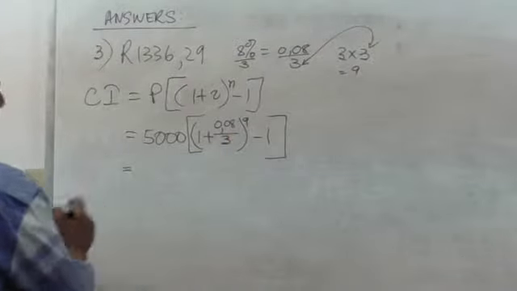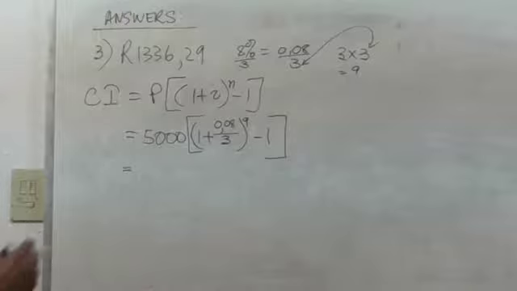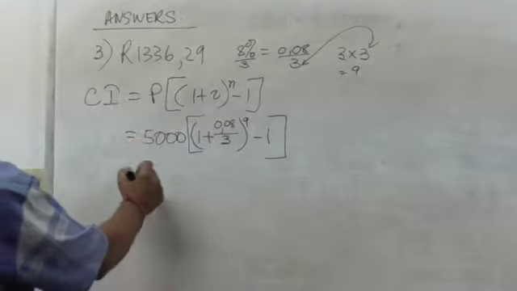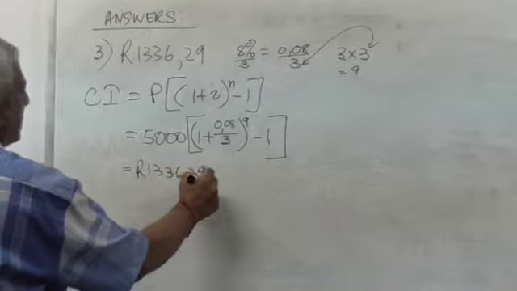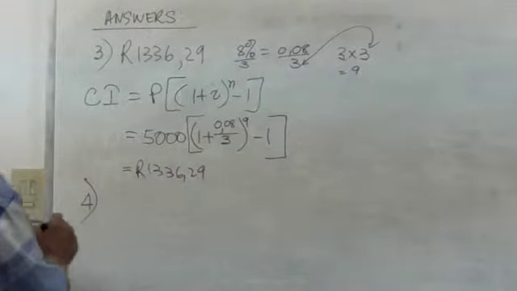And then I put this in the calculator one time. And when you put this in the calculator, you'll get the answer 1336,29.